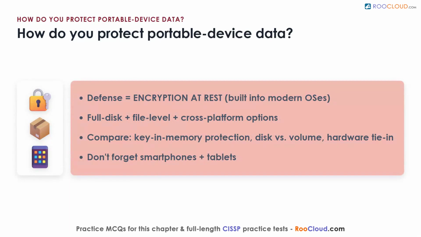So how do you protect data sitting on portable devices? Laptops, phones, and tablets carry sensitive data that can walk out the door in seconds. The defense is encryption at rest, and modern operating systems bake it right in. You will see full disk and file-level encryption built into the major desktop platforms, alongside open source options that work across systems. When you evaluate tools, the differences that matter are how they protect keys held in memory, whether they encrypt the whole disk or just a volume, and whether they tie into hardware. And do not overlook smartphones, since the major mobile platforms include enterprise-grade encryption for the data they store.